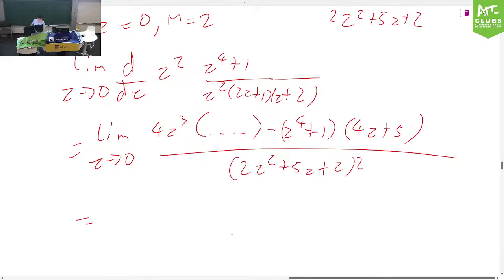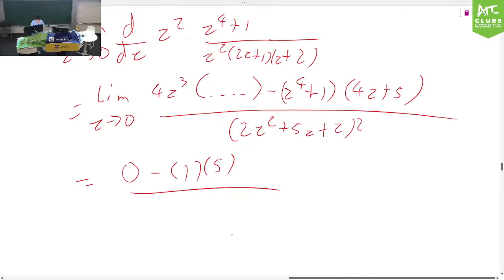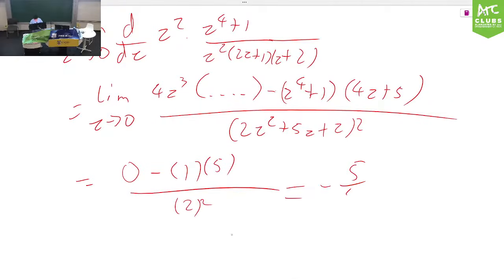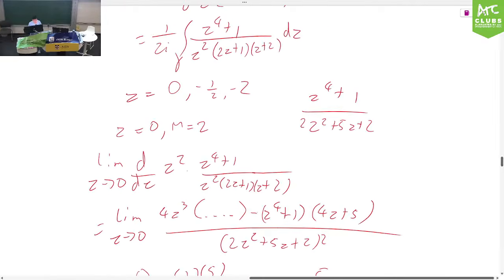Now with the derivative, we can sub in the limit. When you sub in z equals 0 here, this one goes to 0, so it doesn't matter what this is. So 0 minus, now we sub in 0 here, so it's 1 times 5, and then 0, 0, and then 2. So minus 5 on 4. That's the residue at z equals 0 for the pole of order 2. It's the harder of the two, but the other one should be relatively easy.